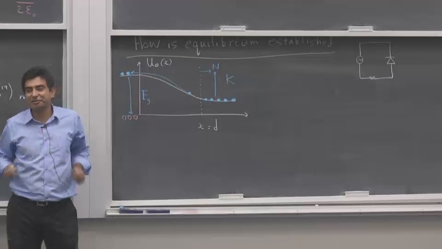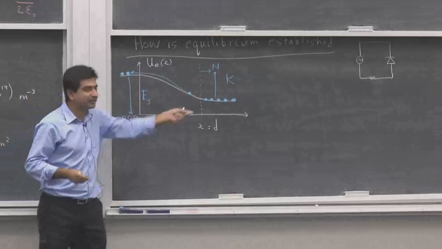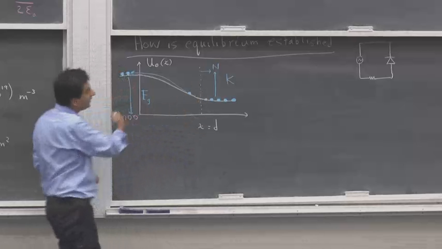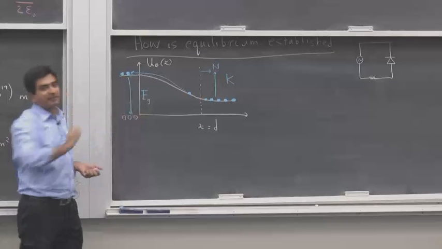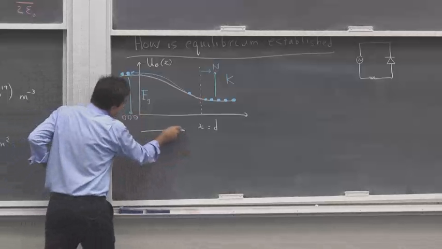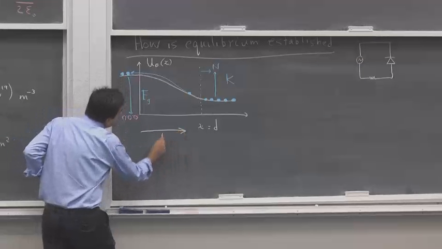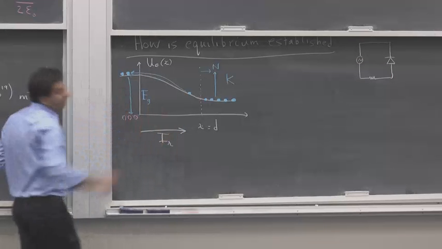And what's the direction of this current? Conventional current is in the opposite direction. If electrons are flowing from n-type to p-type, the conventional direction is that the current is flowing in the opposite direction. Let's denote this current by this arrow, and let's call it the recombination current, I_R.